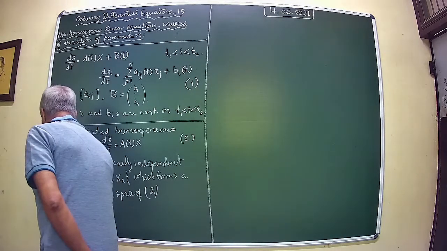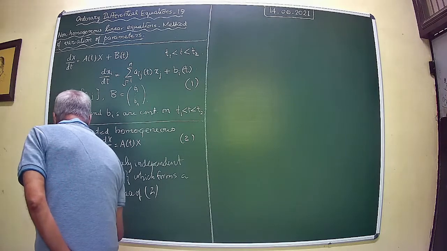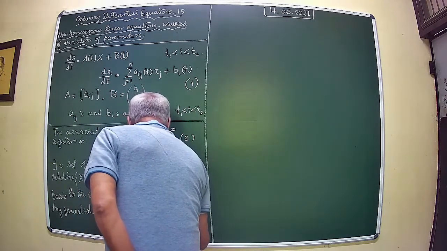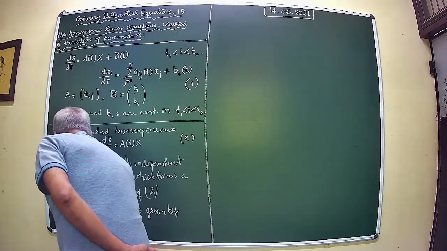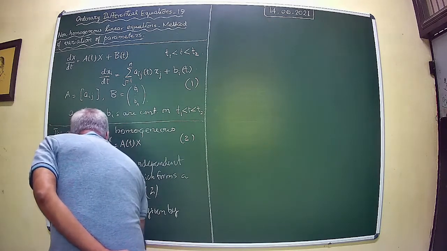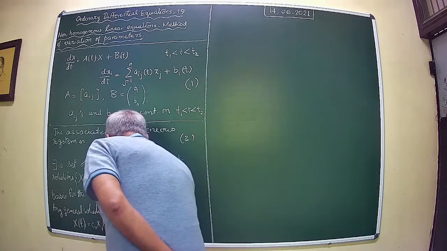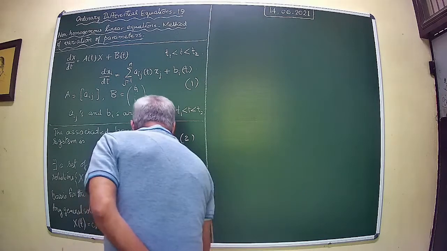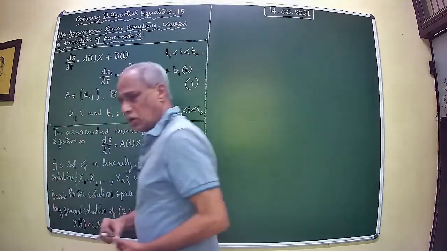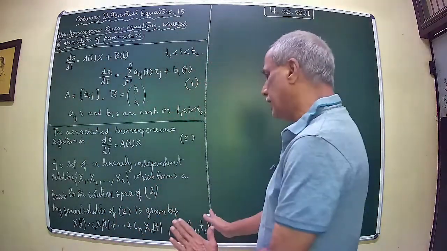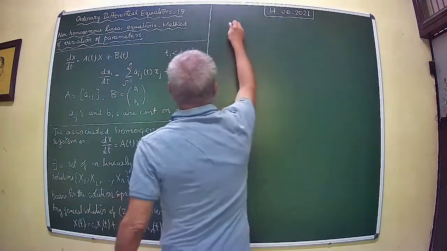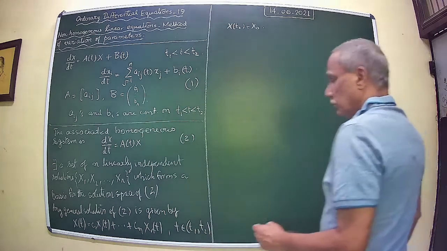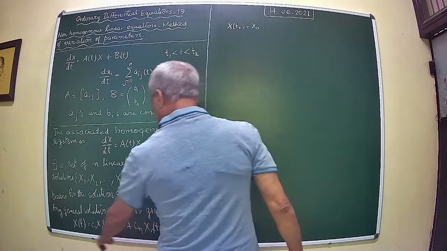Therefore, any general solution of 2 is given by x(t) equal to c1 x1(t) plus ... plus cn xn(t), where c1, c2, etc. cn are constants which are to be determined using the initial data. You can determine them uniquely. Suppose x(t0) equals some x0 is the initial data, then you want to determine c1, c2, etc. cn such that x(t0) is equal to x0.